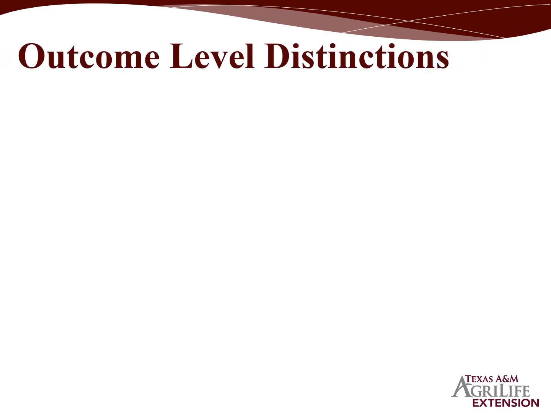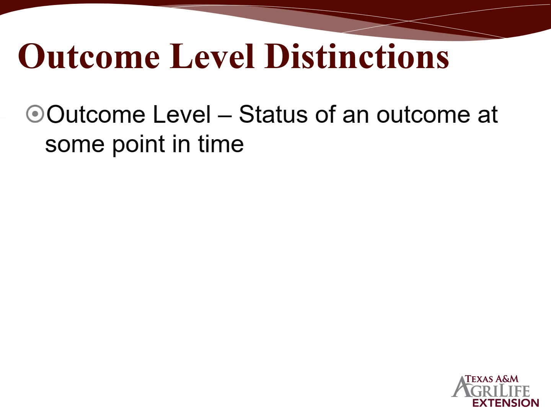So here's things to think about from an outcome. There's 3 levels I want you to think about. Number 1 is the outcome level. That's the status of that outcome at some point in time. So let's just go through this from a knowledge standpoint. What does our target audience know about this topic before the program begins? That's an outcome level status at that point in time. Okay.